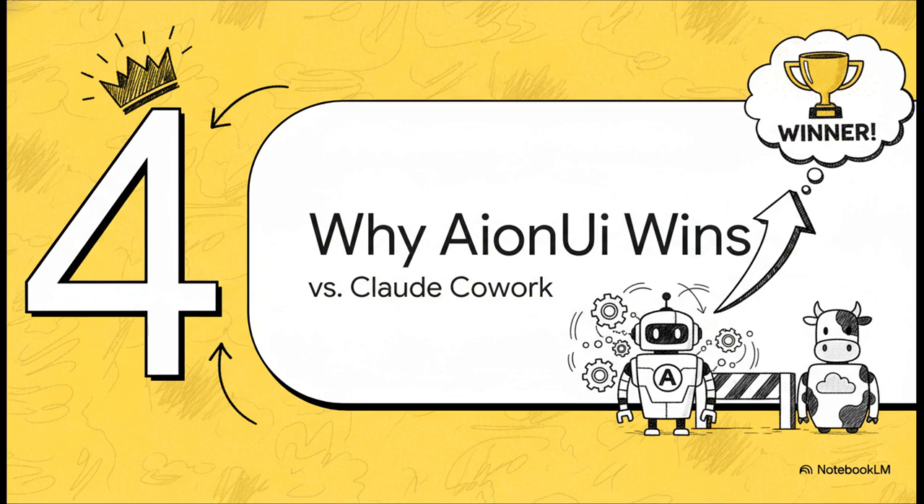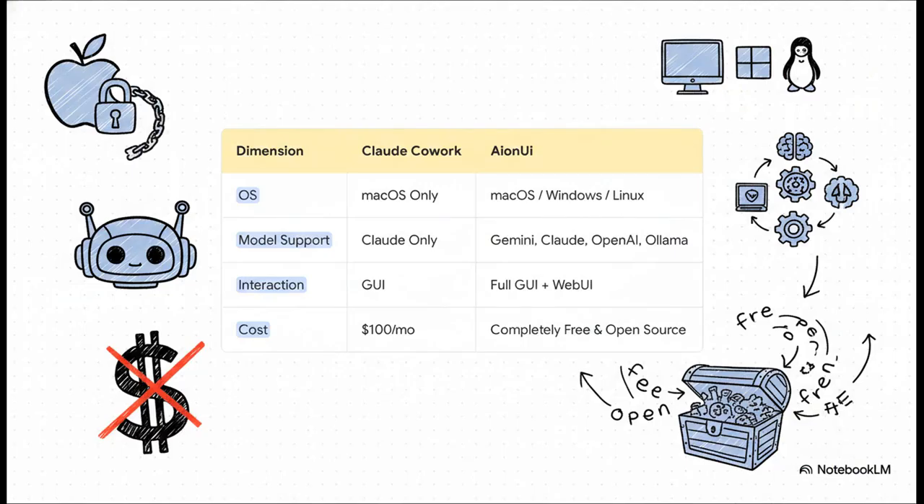Okay, so this all sounds fantastic, but how does it actually stack up against the competition? To really see where AionUi shines, let's put it head-to-head with a similar tool that's out there called Claude Cowork. And wow, the differences are pretty stark. Claude Cowork, it's macOS only. AionUi runs on Mac, Windows, and Linux. Claude is locked into its own model. AionUi, it supports everything from Gemini to OpenAI and even local models through Ollama for total privacy.